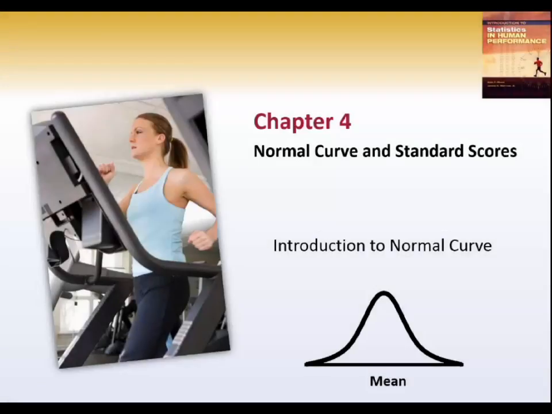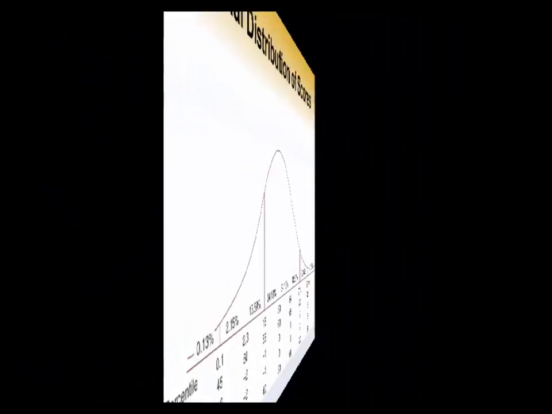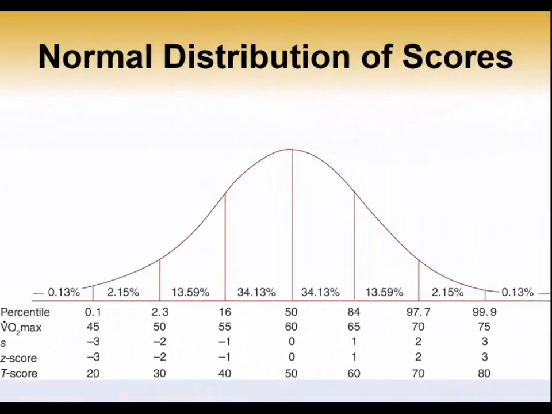Let's now turn our attention to the normal distribution. The normal distribution is a fundamentally most important distribution that's used in statistics. Let's take a look at it. Here's a normal distribution of scores. Notice that it's symmetrical. It's the same on one side as it is on the other.